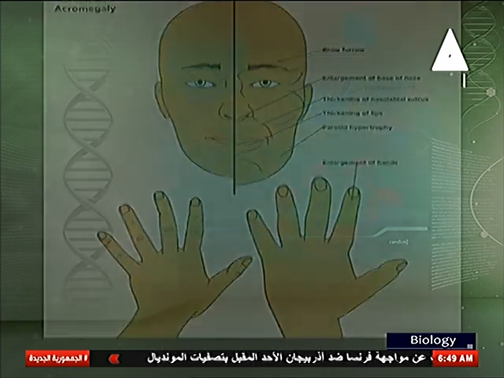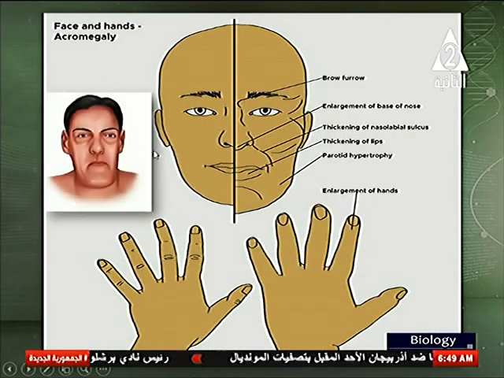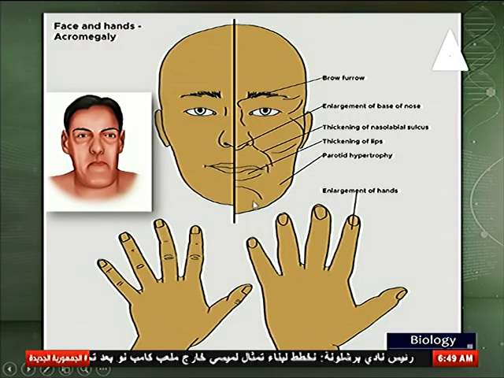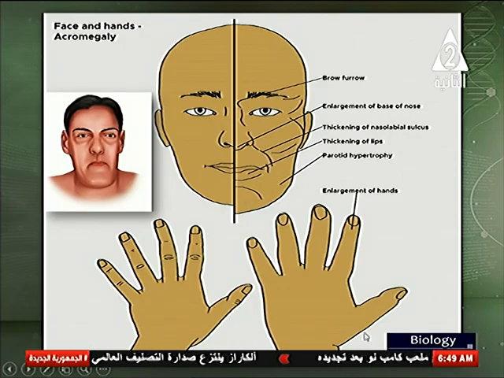Okay, this is acromegaly. This is the face of a normal person, and this is the face of a person suffering from acromegaly. The bones of the face are elongated, the bones of the hand are elongated. This is the normal bone, this is the bone of a person suffering from acromegaly. This is the face of a person suffering from acromegaly, with elongated bones. Okay.